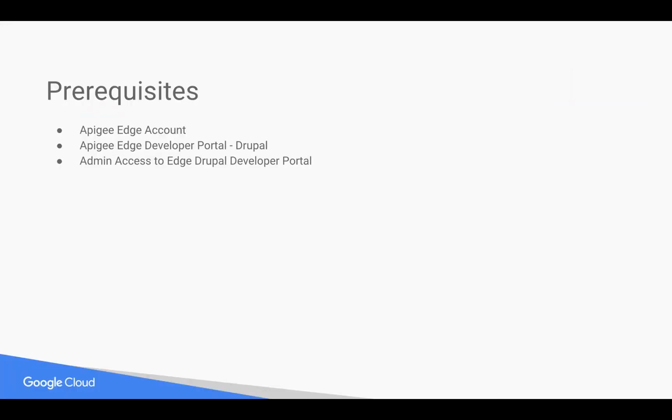Prerequisites for this video, you need an Apigee Edge account. You can sign up at apigee.com/edge. You need access to Apigee Edge developer portal with an administrator role. Apigee Edge Drupal based developer portal is available only for evaluation as well as for the paid customers of Apigee Edge. Let's take a look at how to customize the create app form in Drupal based developer portal.